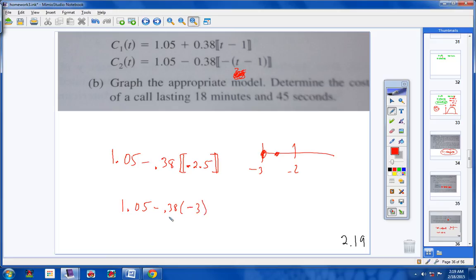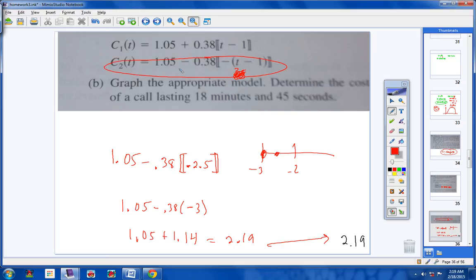Okay, now a negative times a negative is a positive, so now I have $1.05, and if you take 38 times 3, you're going to get $1.14. So 38 times 3 is $1.14. Add those two together, and you will get $2.19, which I know we're supposed to get. So this is the correct model, okay?